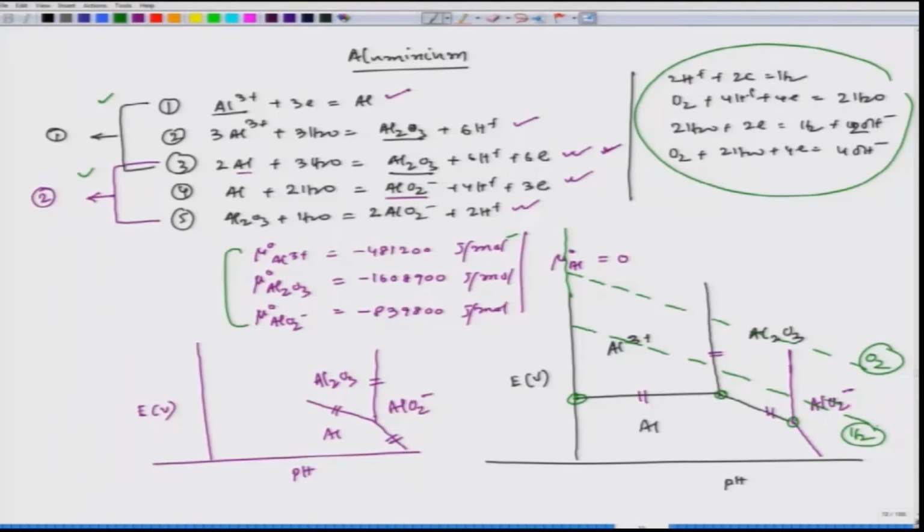You should get it. Another important aspect is that the slope is decided by the number of electrons and the number of hydrogen ions participating in the reaction, which involves potential and pH. So, let us stop here. We will continue our discussion in our next lecture. Thank you.